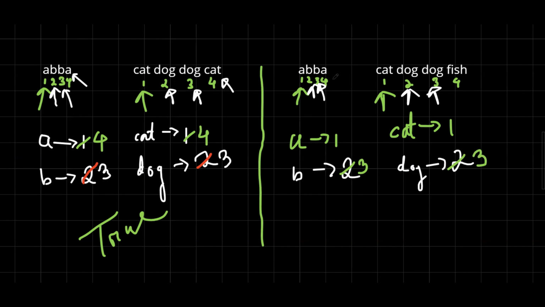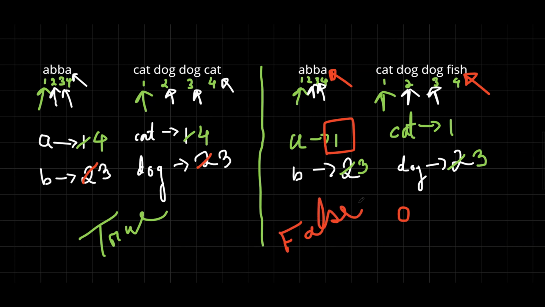Now finally, we are at the last position. It is A and it is fish. So we have to check whether the last occurrence of A and the last occurrence of fish are equal or not. But wait, the last occurrence of A is 1 and the last occurrence of fish will be 0, because the map will store 0 for a key which has not appeared till now. So we can say that the last occurrence of A is not equal to the last occurrence of fish. So in this case, we have to return false.